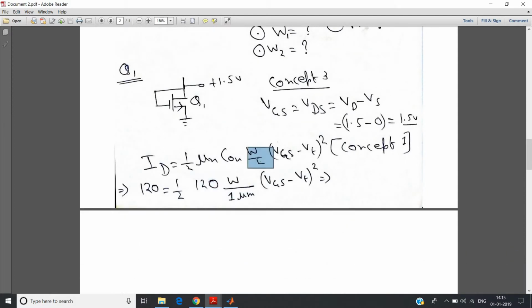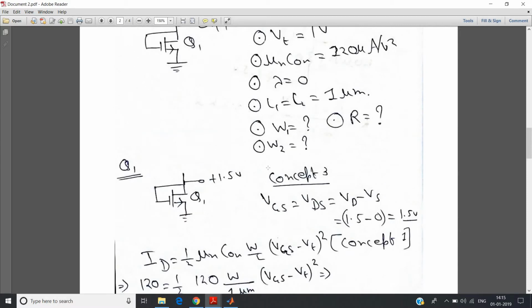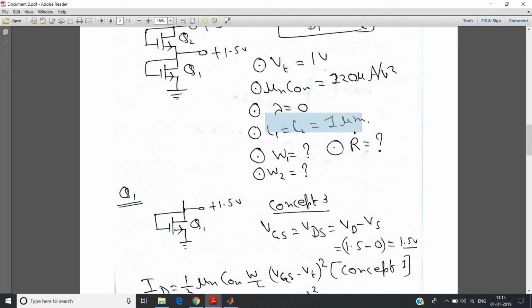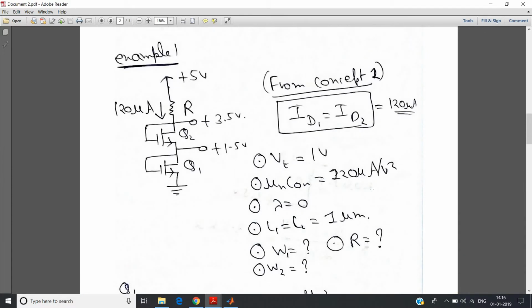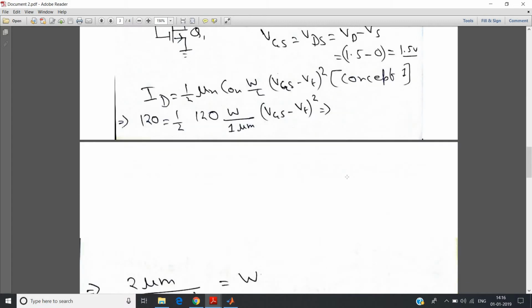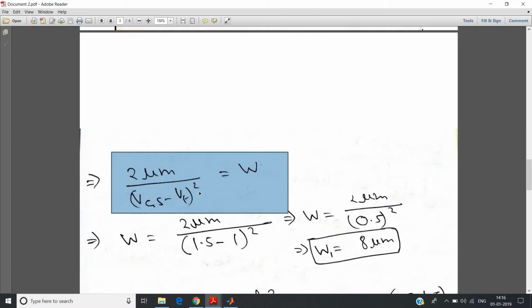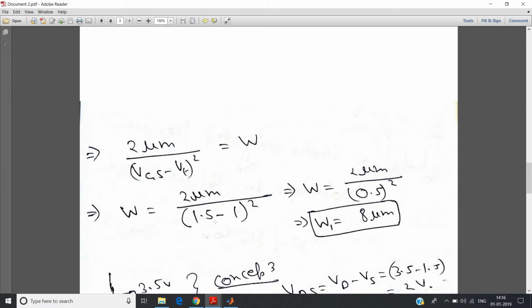Now W by L. W we need to calculate, it is unknown to us, and the L value is given. See, L1 equal to L2 equal to 1 micrometer. Substitute that 1 micrometer into VGS minus VT whole square, right? Now VGS you know is 1.5 volt. VT for this NMOS is given. See, VT is 1 volt, right? Substitute that. By simplifying, we get 2 micrometer by VGS minus VT whole square equal to W. So W equal to 2 micrometer by VGS was 1.5 volt, which we calculated, and VT was 1 volt, which is given in the question.